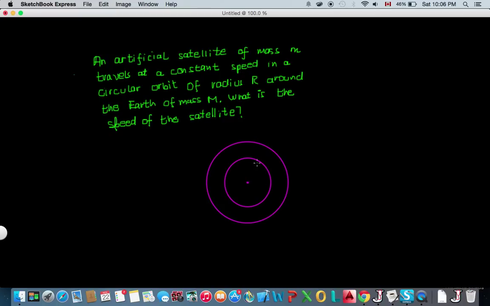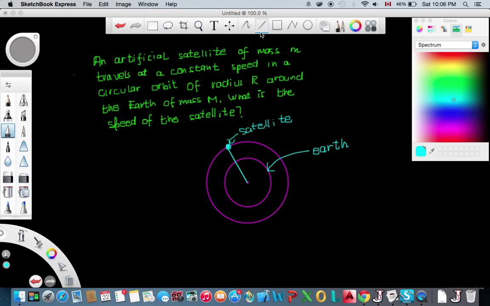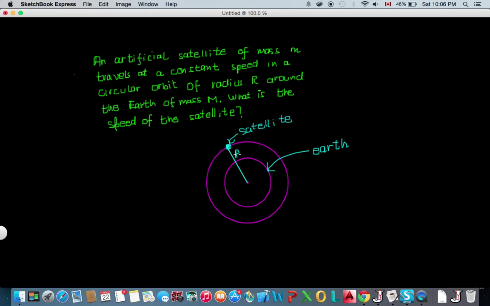Actually, folks, sorry, this diagram is a bit misleading, but what I'm trying to really show here is that this is the Earth, and this is the satellite. This satellite, as we have been told, has a circular orbit radius of r, and it has mass m.